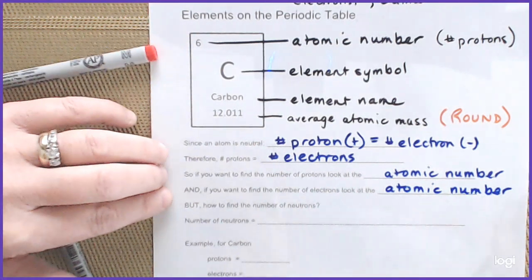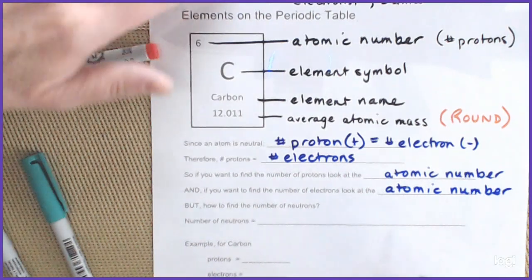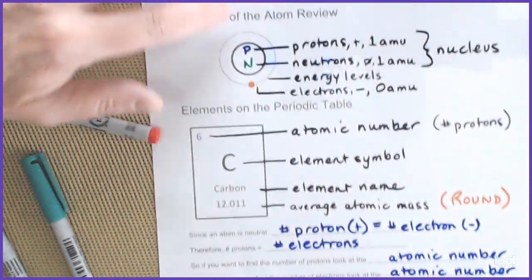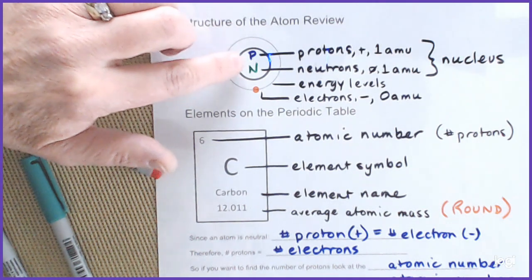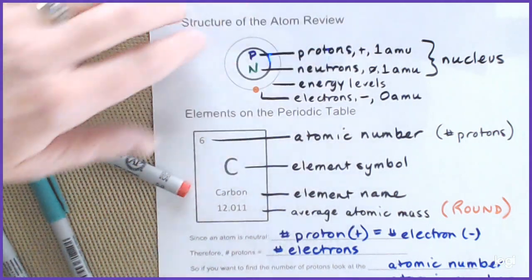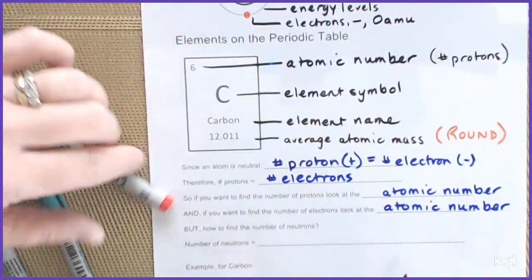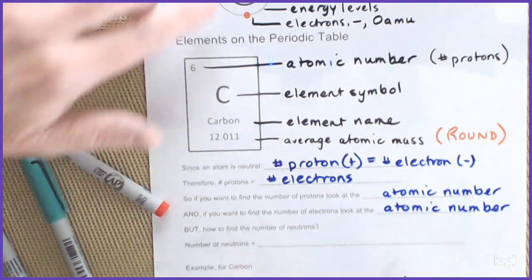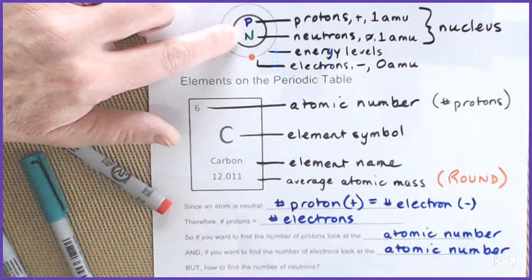Right? So pretty easy stuff there. But how do we figure out the number of neutrons? If we go back, we know that most of the mass of the atom comes from the nucleus with the protons and the neutrons in there, and they each weigh 1. So what we can do is use this information to take the mass that we've rounded minus the number of protons, and that will give us our number of neutrons.